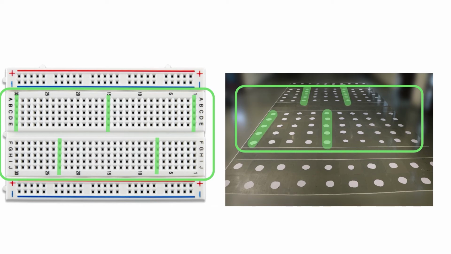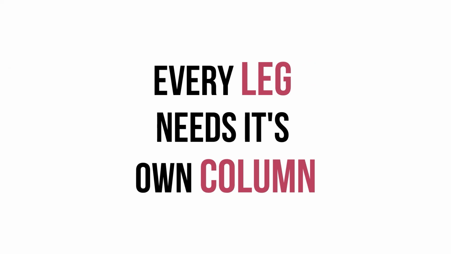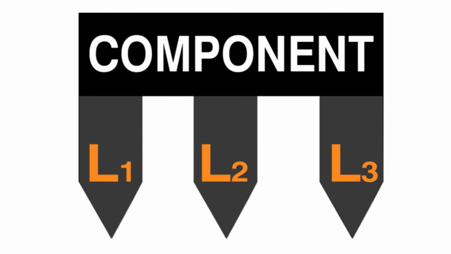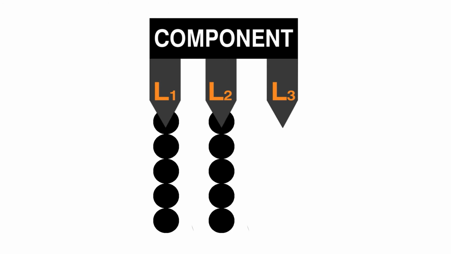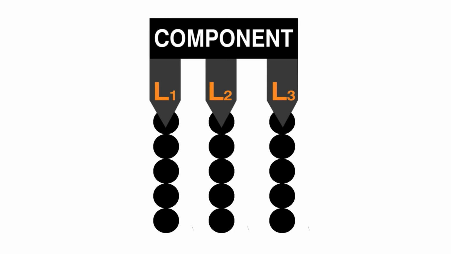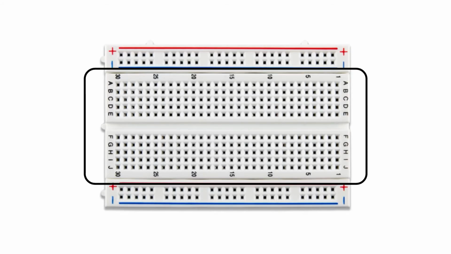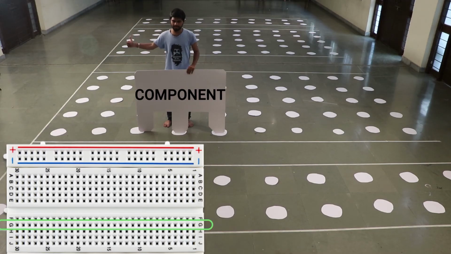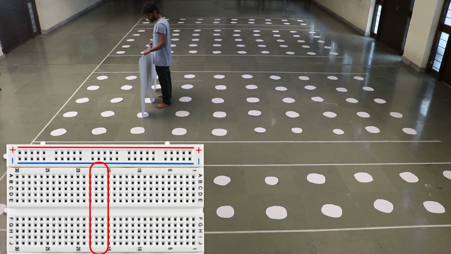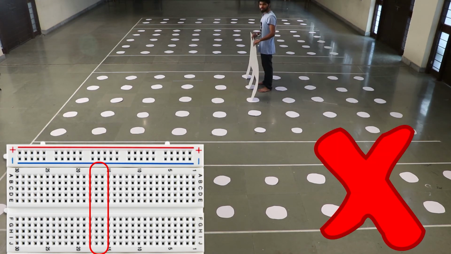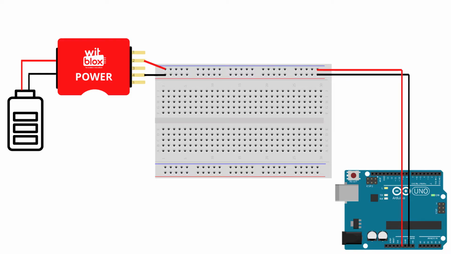So how do we connect them? Just follow a simple rule. Every leg needs its own column. For example, if my component has 3 legs, then this means that every leg needs to have its own column. So whenever a leg is getting its own column, this means that you have connected it correctly. In one way, we can say connect the component horizontally. So all horizontal connections are correct, and if you connect them vertically, they are incorrect. So let's come back to our Arduino construction set.